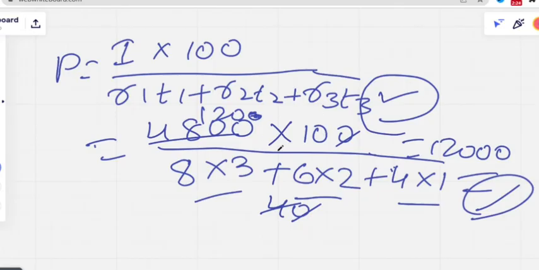So let's move forward to the fourth model. Until now we have seen three models from simple interest. We do have three more models. If you follow those, you will be able to answer any question from simple interest. Now I'm going to tell you the fourth model.